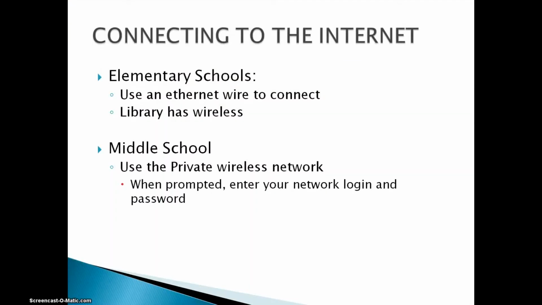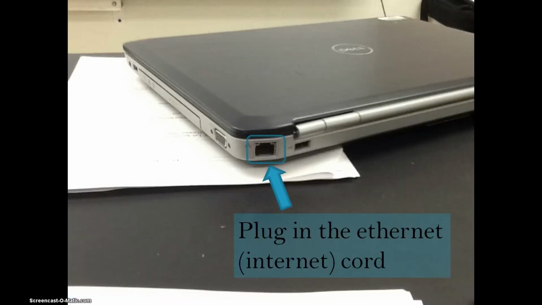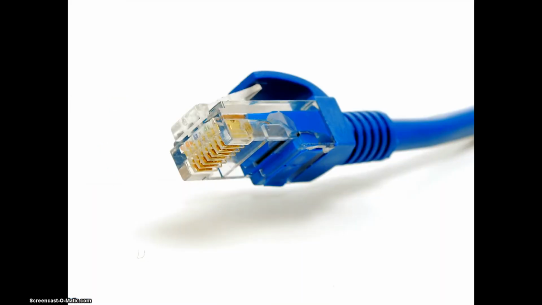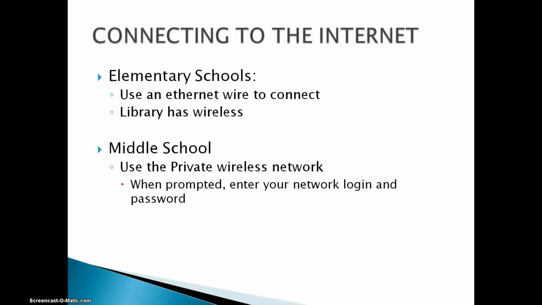Okay, now if you're trying to connect to the internet, it really depends on which school you're at. What that means is that the elementary schools have not been wired for wireless internet yet. So you're going to need to use an Ethernet wire to connect to the internet. Now the library has wireless, so you are going to be able to have a wireless setup if you are in the library. But within the classroom, you're going to use an Ethernet cord, which is right here on the screen. And then plug that into the jack on the wall.